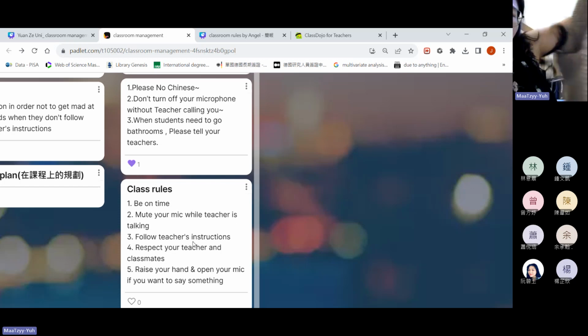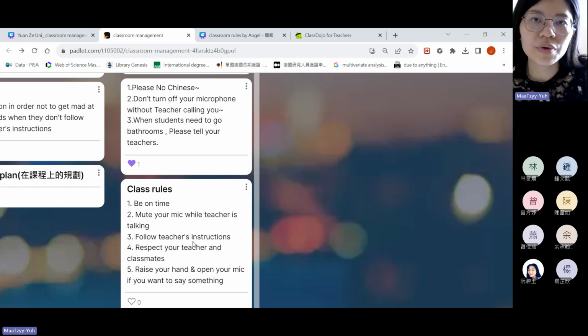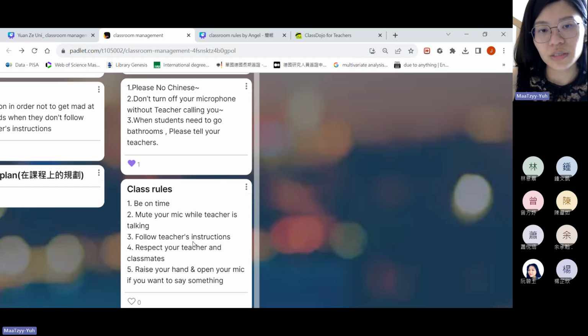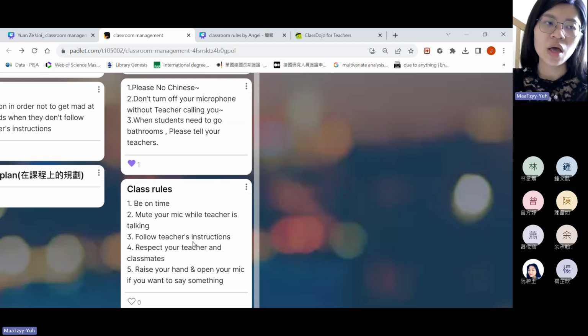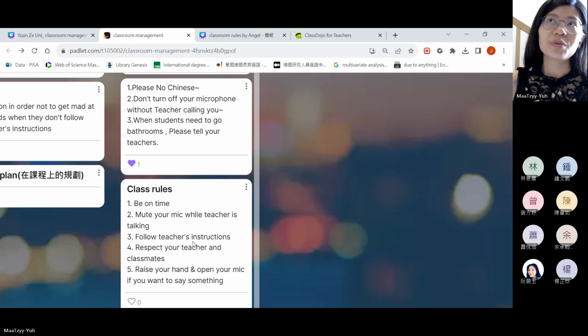But I do think that maybe you can be a little bit more concrete about how they can follow your instructions. Like maybe they need to, I don't know, listen carefully, or they need to do what? These are the things that you could have been more specific about when explaining to your students.